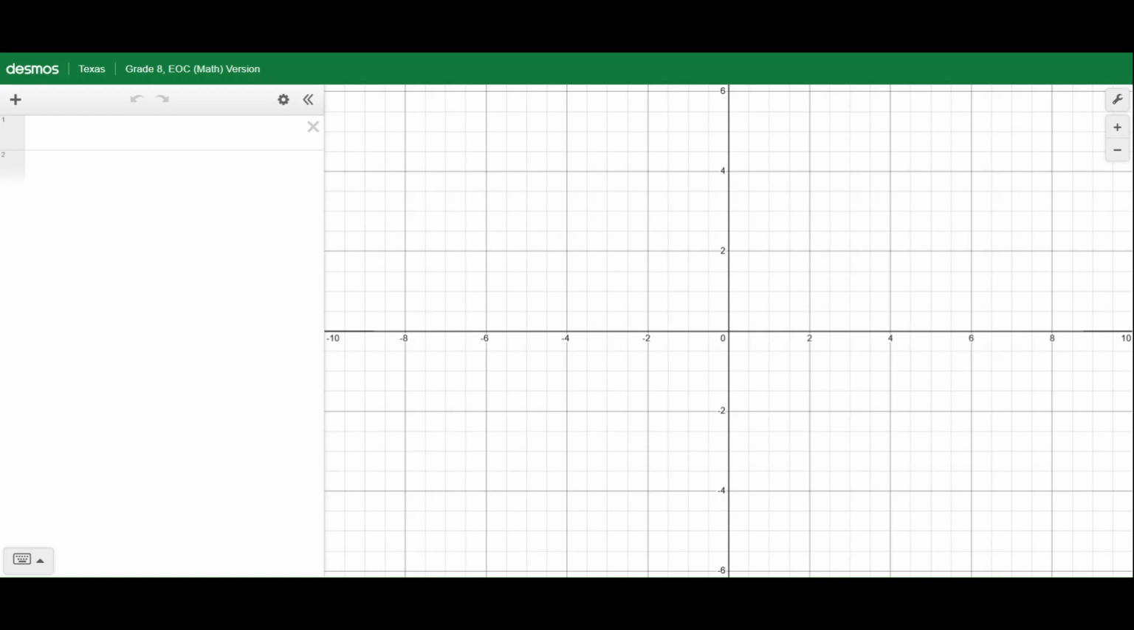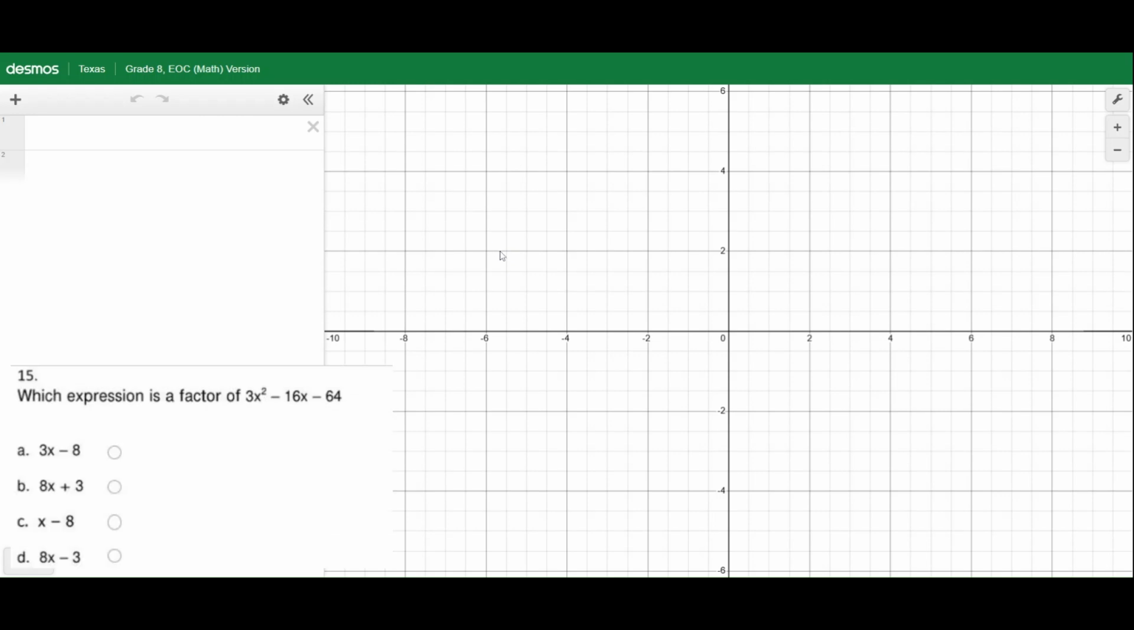Hello, this video is about T3 or solving for a factor. Again, the keyword is a factor. This is a quadratic equation. Okay, let's see this example here.